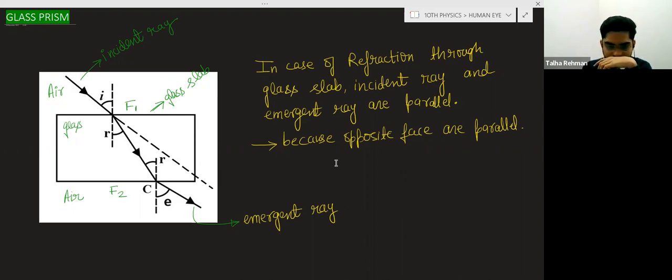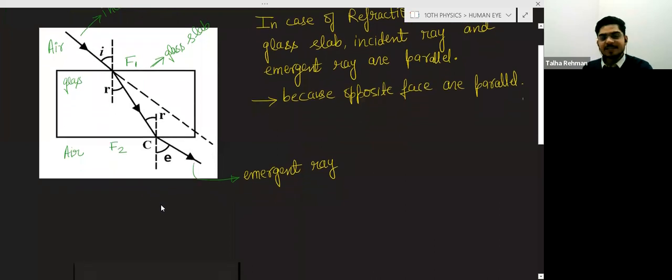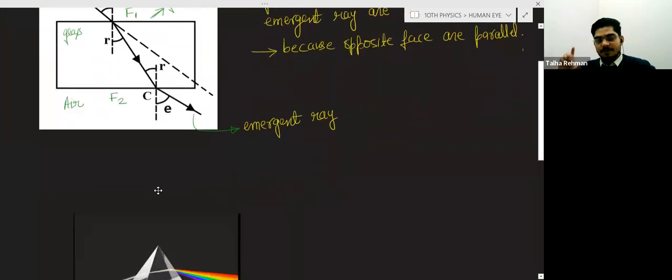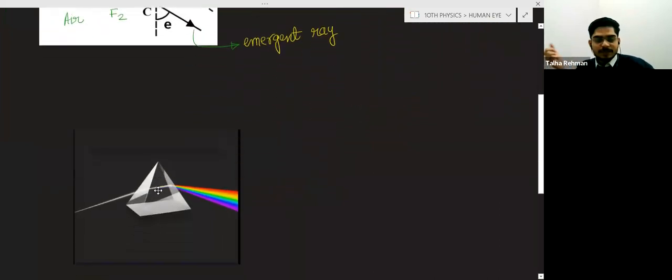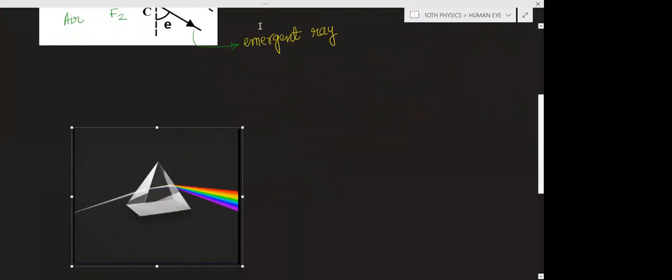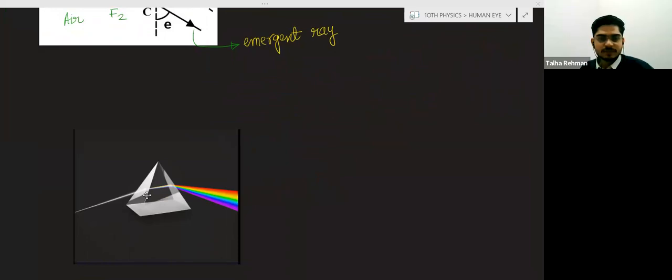Okay, so glass prism. So basically this is a glass prism. In lab, I think you have seen. Martin, have you seen this in your lab? Yes, sir. And Hamna, have you seen this in your lab? Yes or no?